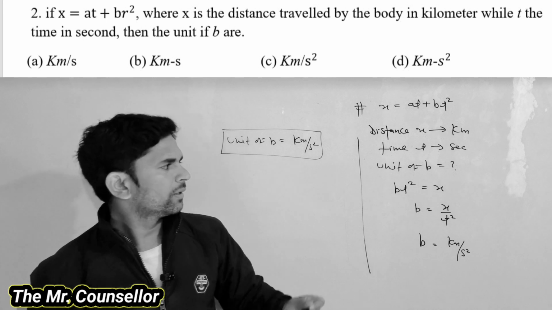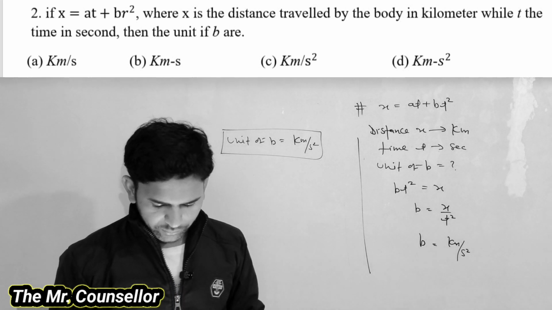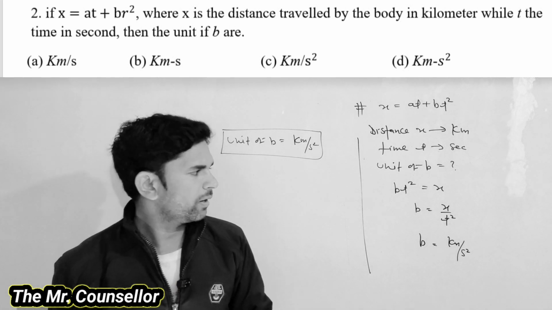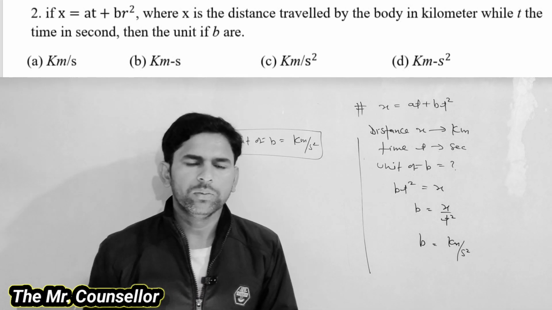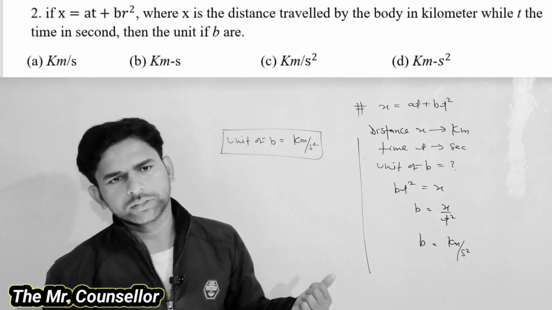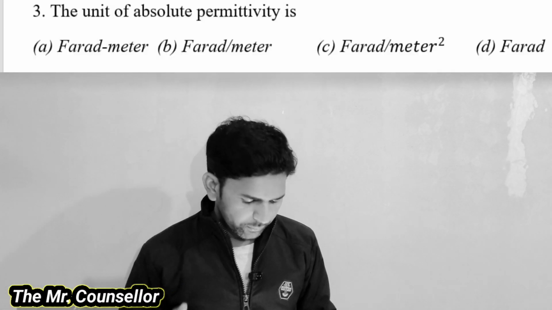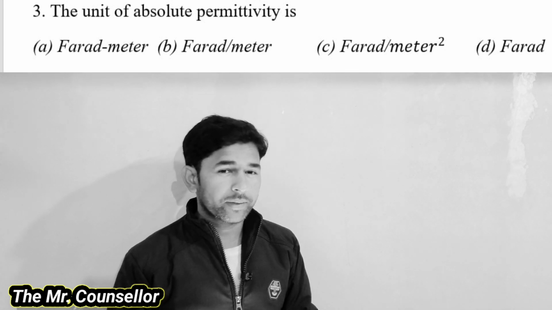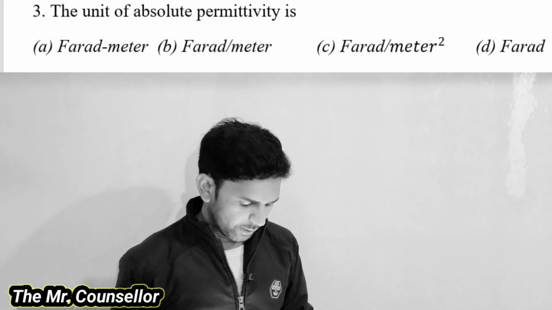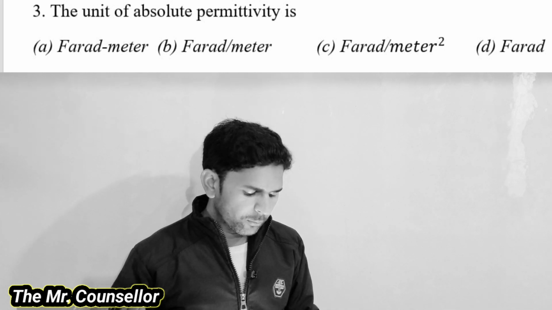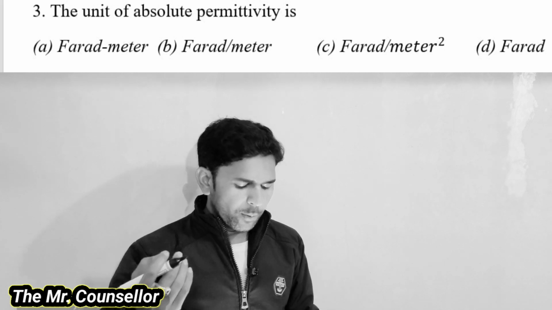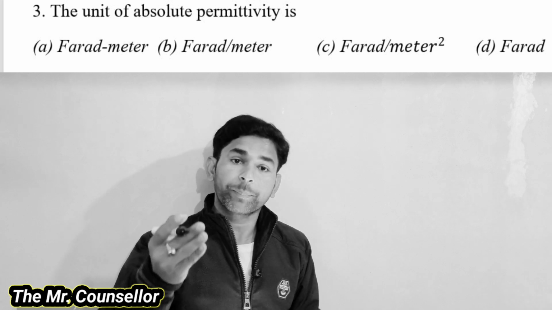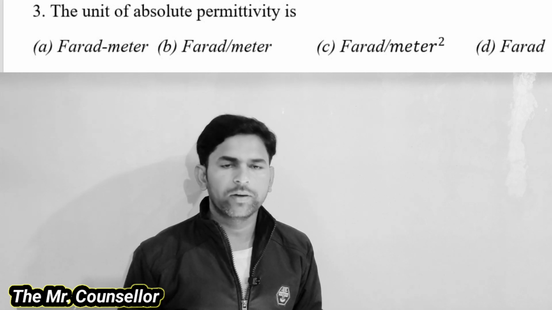Now you can see that the option given as kilometer per second square, it means option C is the correct answer of this question. Now you can see the next question on the screen. The unit of absolute permittivity is, what are they asking, the unit of absolute permittivity. There are some options. Option A is given farad into meter. Option B is farad per meter. Option C is farad per meter square. Option D is farad.